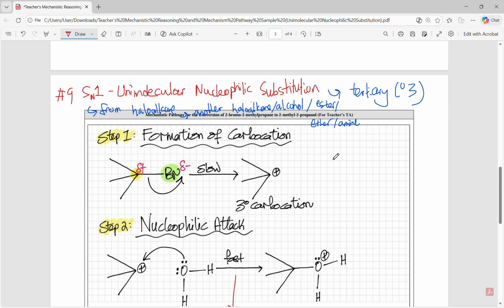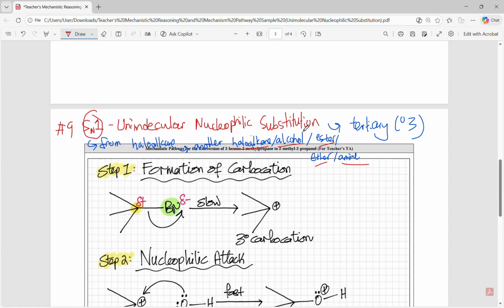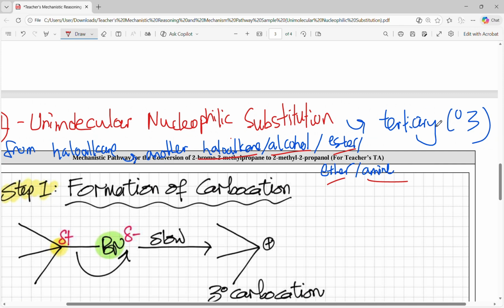Now we are going to look at the last mechanism in our syllabus, mechanism 9, the unimolecular nucleophilic substitution, SN1. And this is also a very important mechanism because a lot of products can be formed from haloalkanes, for example, another haloalkane, alcohol, ester, ether, and amine. This is similar to SN2, but the big difference is SN1 favors the tertiary reactant.